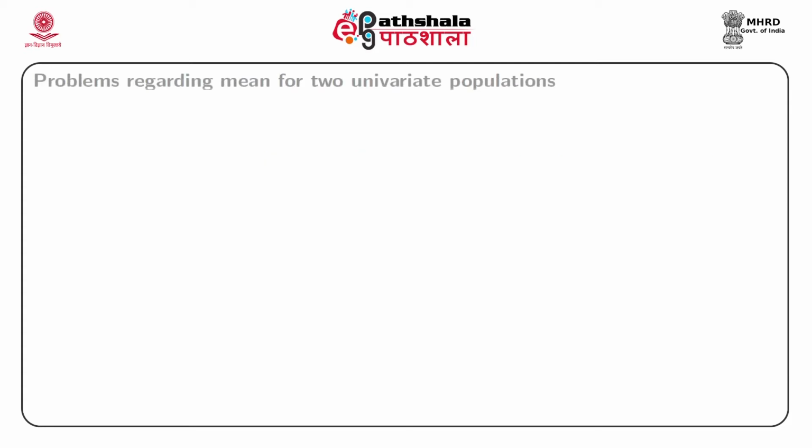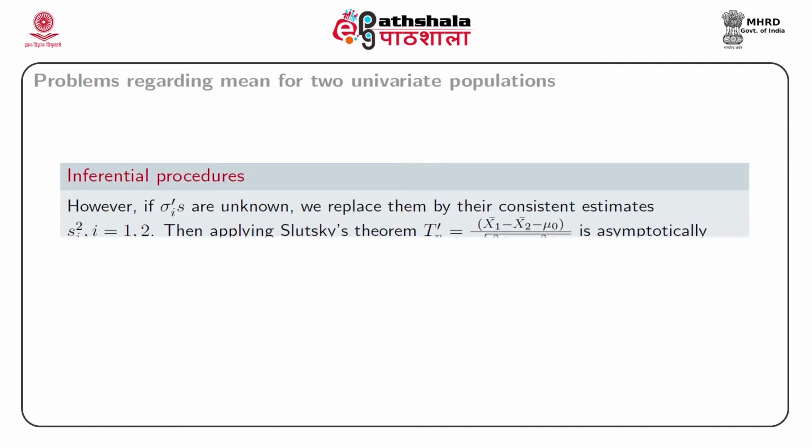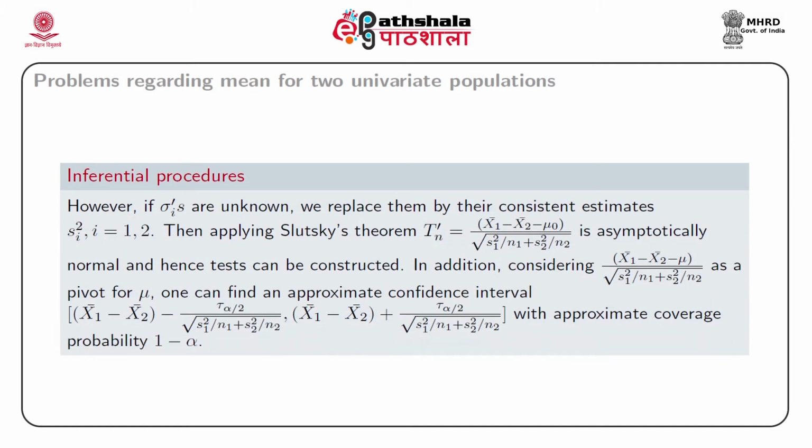Next, consider the case when sigma i are unknown. Naturally, if sigma i are unknown, we replace them by their consistent estimates Si square. Then, applying Slutsky's theorem, again the modified statistic Tn dash, which is defined as x1 bar minus x2 bar minus mu naught, the whole thing divided by s1 square by n1 plus s2 square by n2, is asymptotically normal, and hence tests can be constructed using this Tn dash.